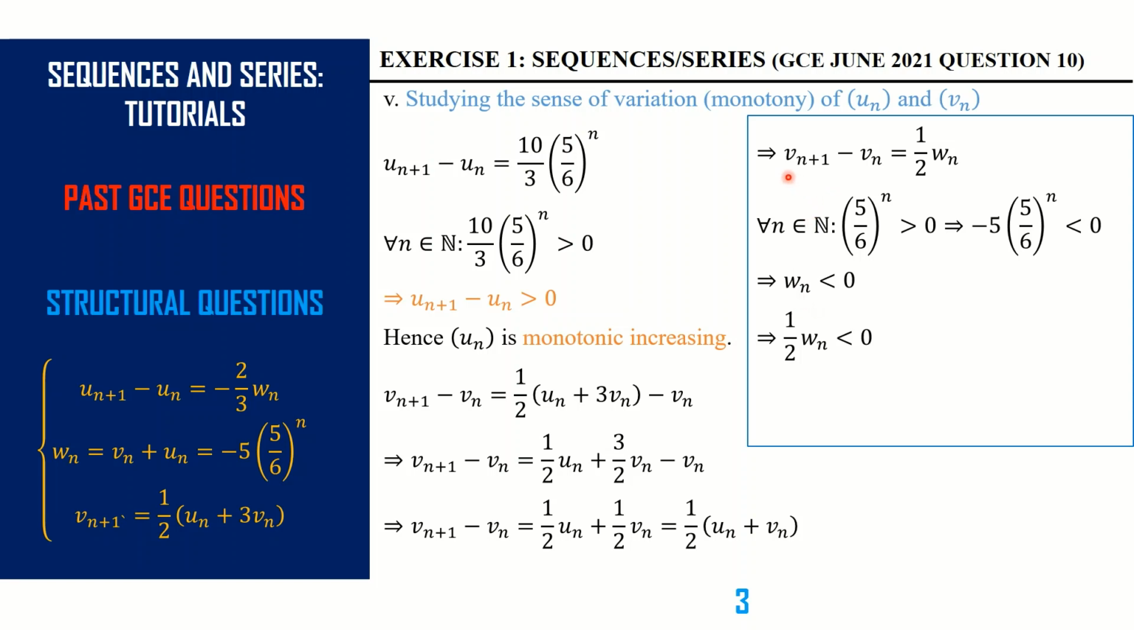So since the sequence Wn is negative, we can multiply both sides by half so that we get Vn plus 1 minus Vn. Multiplying both sides by half, we still get it to be negative because half is positive, so the inequality sign is going to remain less than. So we can conclude that the sequence Vn is monotonic decreasing, since Vn plus 1 minus Vn, which is half Wn, is less than 0.